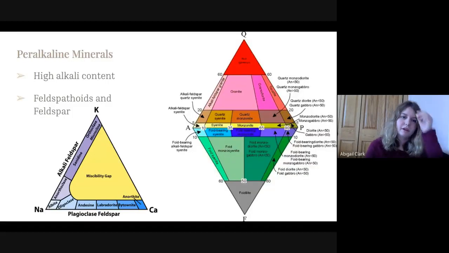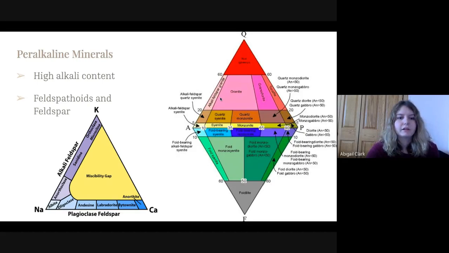Then we have the peralkaline minerals, which, as Izzy mentioned yesterday, means that we have more of our alkali elements, so our calcium, potassium, and sodium, than our feldspars can absorb. Because we have these really high alkali contents, we start getting feldspathoids along with our feldspars. And our feldspathoids are our nepheline and our sodalite.